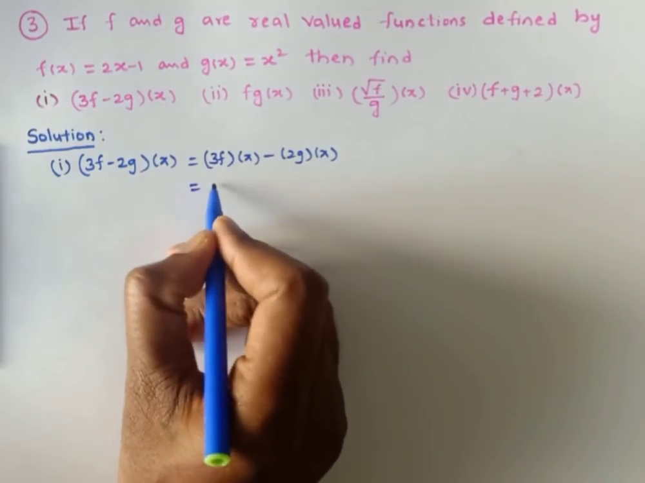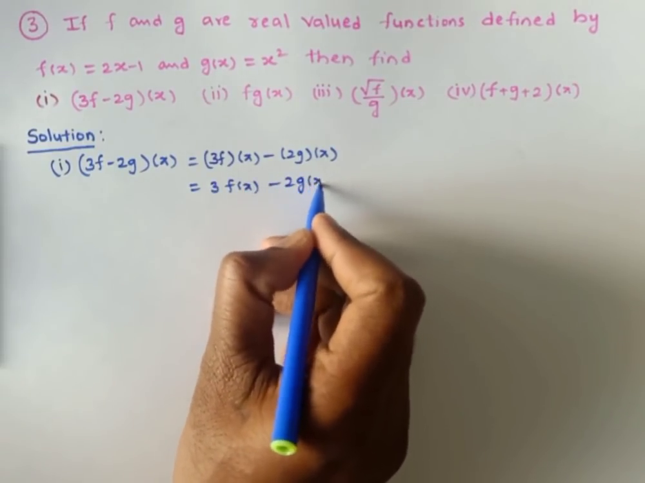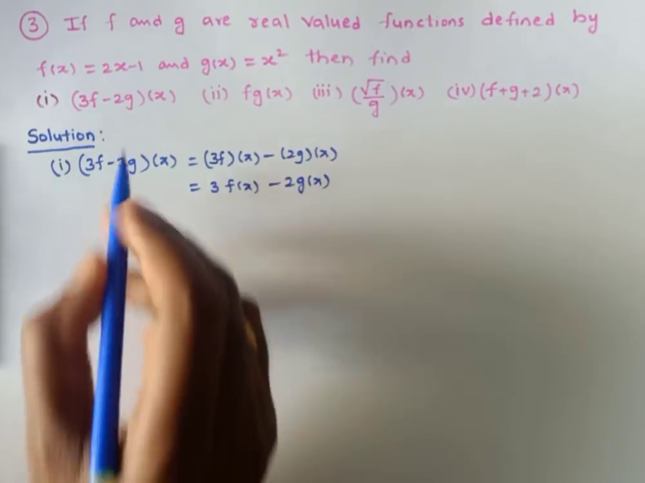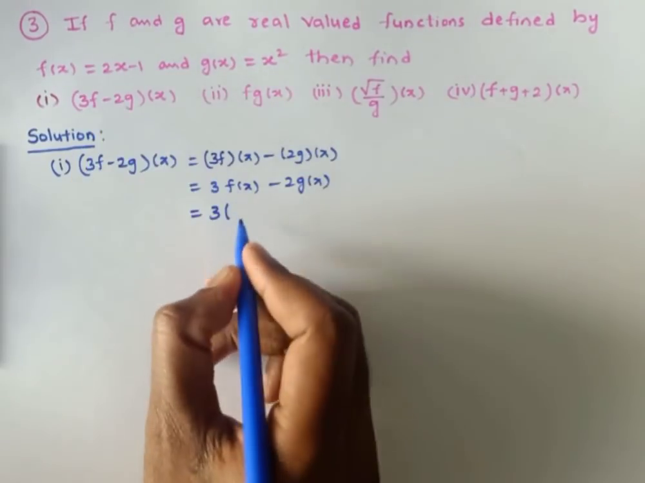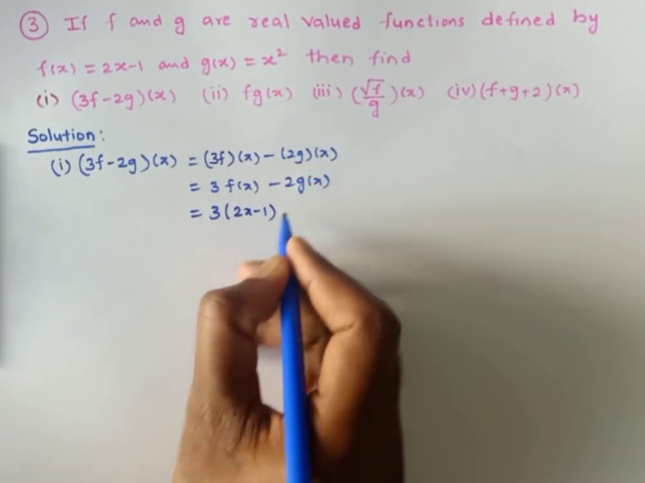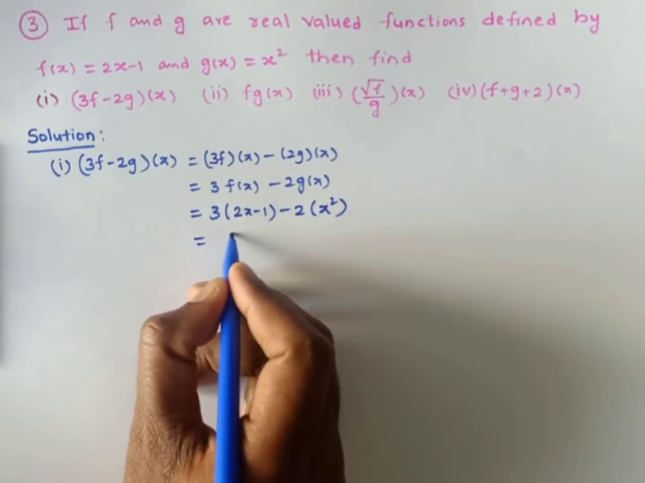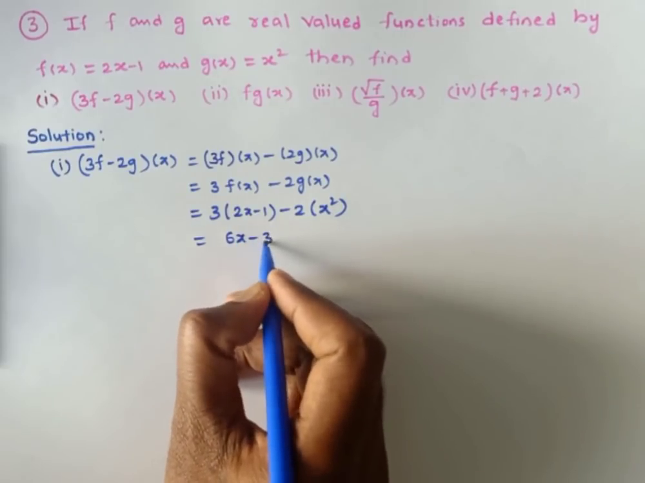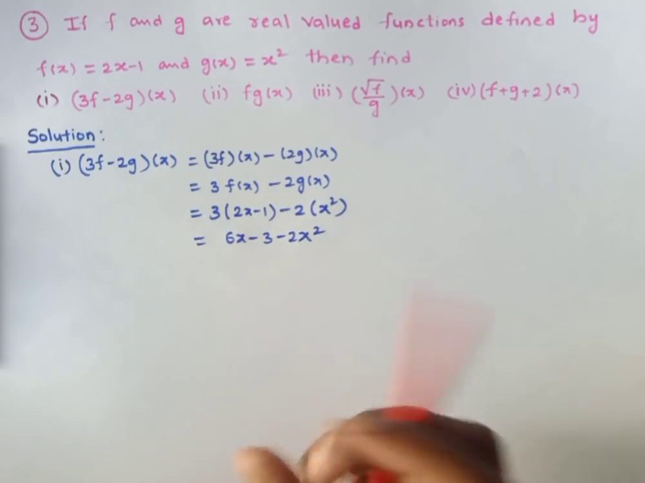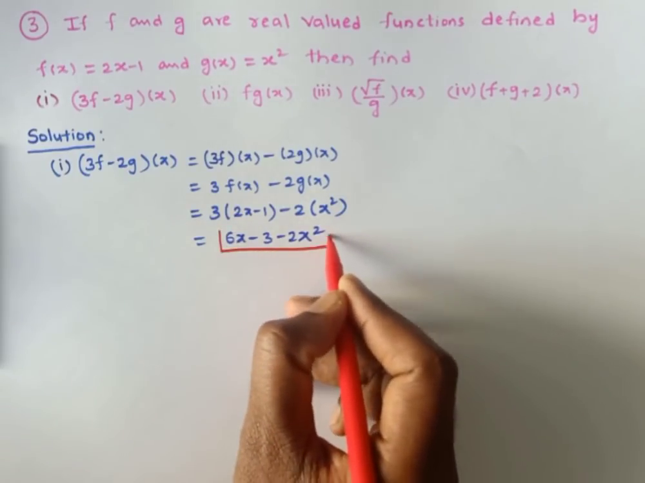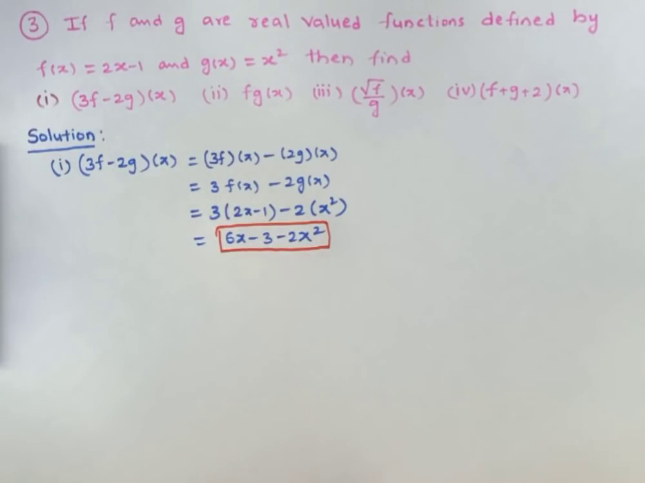In the same way you can write it as 3 into f of x minus 2 into g of x. Now substitute the values of f of x and g of x from the given hypothesis. So it is 3 times f of x, which is 2x minus 1, minus 2 times g of x, which is x square. So finally this is 6x minus 3 minus 2x square. So 6x minus 3 minus 2x square is the output for 3f minus 2g of x.